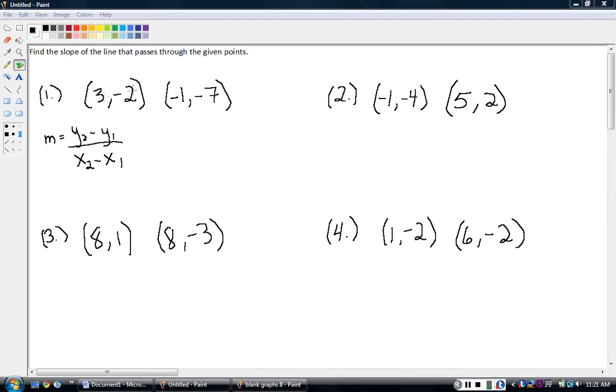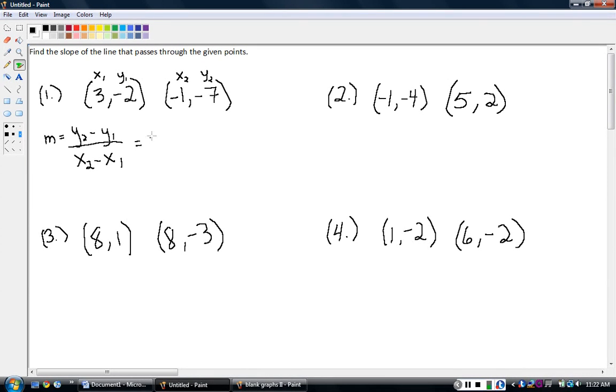I want to find the slope of a line that passes through these 2 points, 3 comma negative 2, negative 1 comma negative 7. If you want, you can label these. This is the first point, so I'll call this one x1, y1. I call this one x2, y2. It'll help me with my equation a little bit.